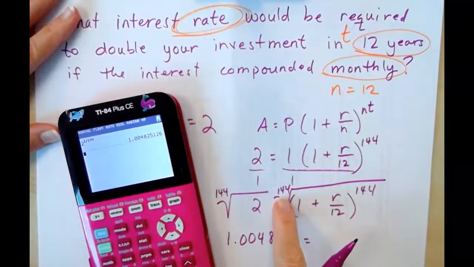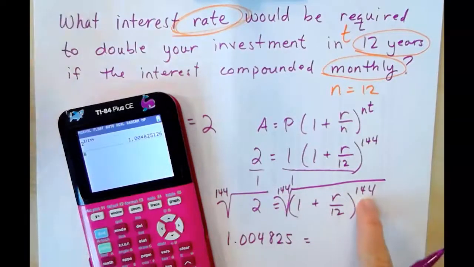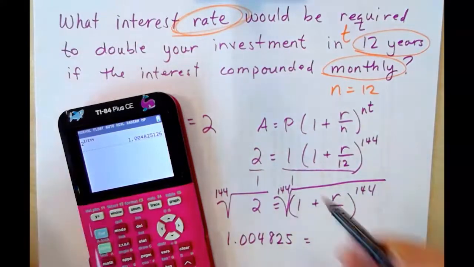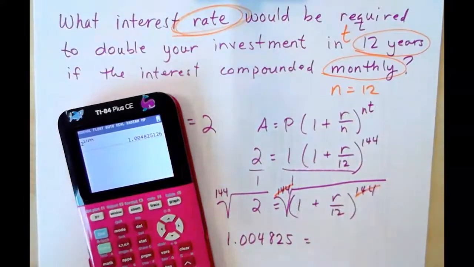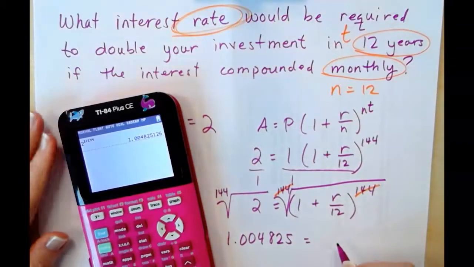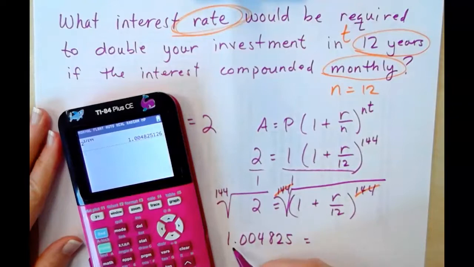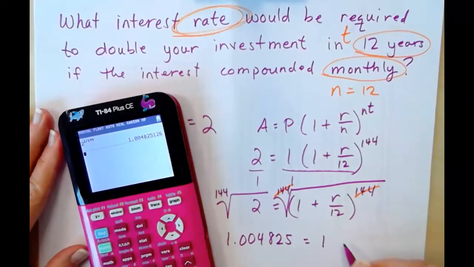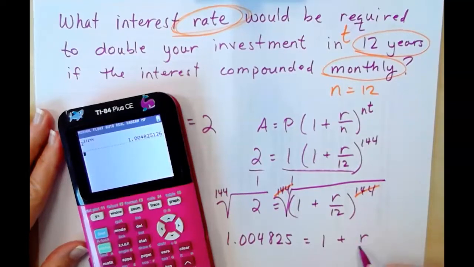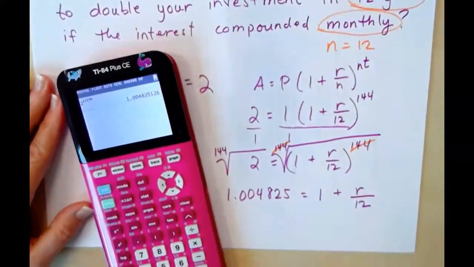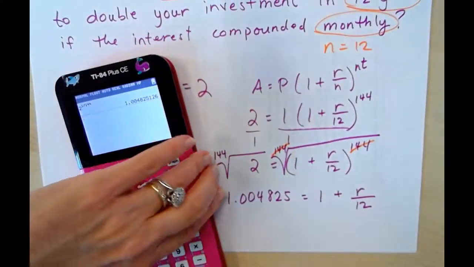So what is that equal to? The 144th root is going to cancel the 144th power. Y'all agree? Okay. So what do we have here? We've got 1.004825 equals 1 plus R over 12. All right. So what is the next step down here, guys?